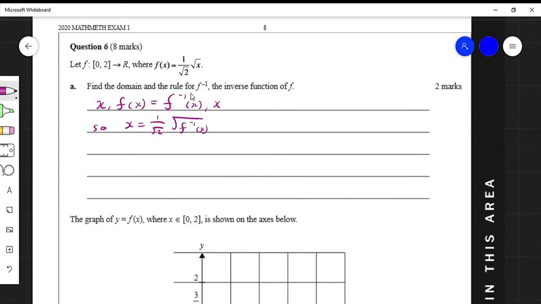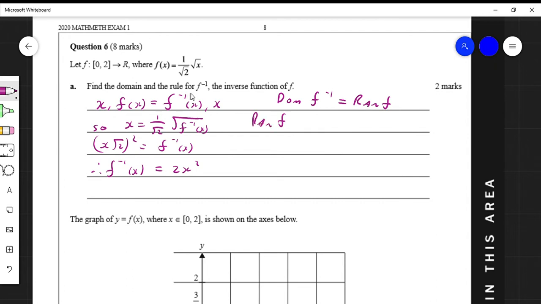You can do whatever you want here. I'm going to multiply x by root 2, and I'm going to square it. So we get x root 2 squared equals f inverse of x. And this gives us, therefore, f inverse of x equals 2x squared. And we're going to use the fact that the domain of the inverse of f is the same as the range of f.